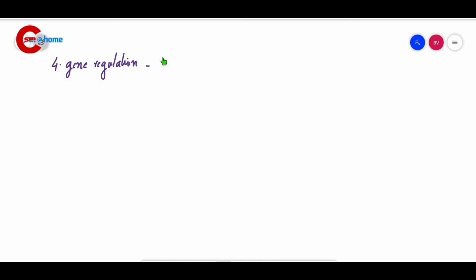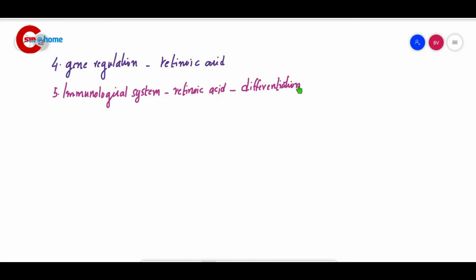Which is the next function? It is gene regulation. Which form of vitamin A plays a major role here? Retinoic acid. This retinoic acid acts like steroid hormones. Next function is for immunity, in the immunological system. Here also retinoic acid helps the differentiation of T cells. Next is reproductive health. Vitamin A is essential for reproductive health.